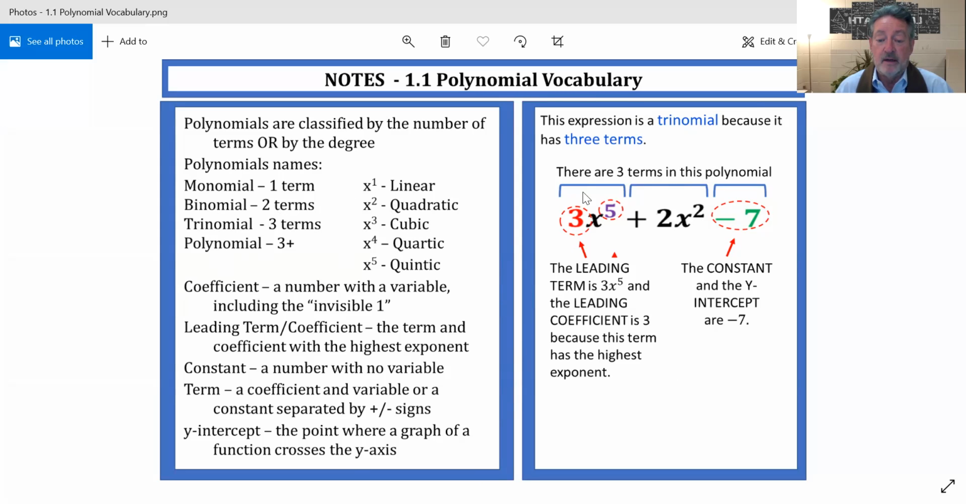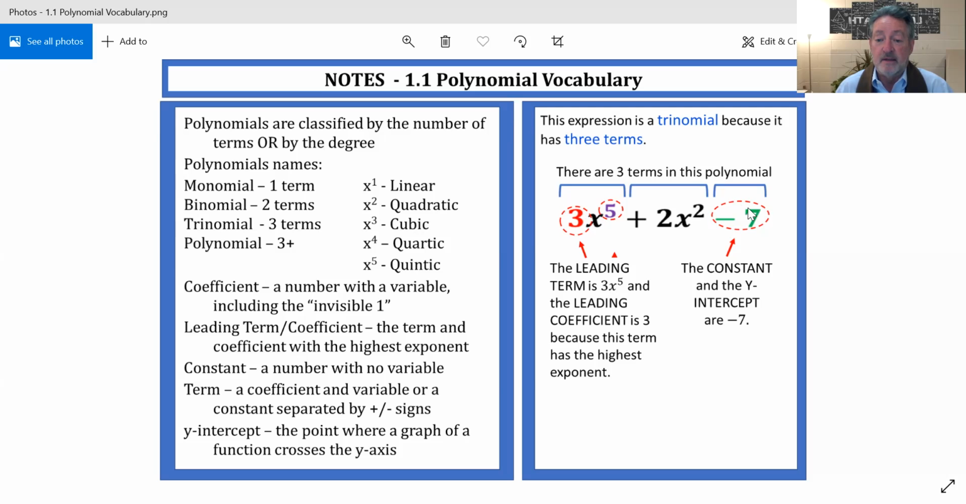Over here, we find that the leading term is the term with the highest exponent. All right, so this is the leading term. Even if this was someplace else in the equation, it would still be the leading term. And the leading term is 3x to the 5th power, and the leading coefficient will be the number that is in front of the leading term, including the sign. In this case, it's a +3, but it could also be a negative.